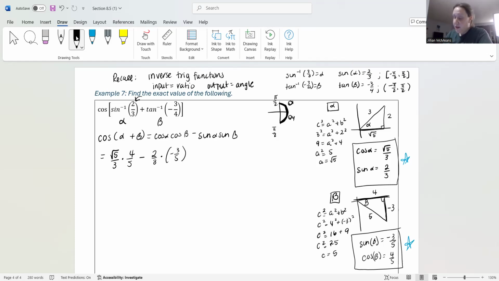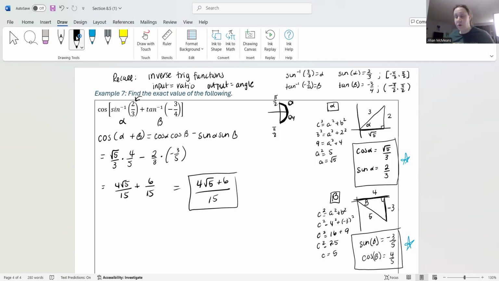And to simplify, let's multiply each half of this. So root 5 times 4 is just 4 root 5, and it's going to be over 15. -2 times -3 is +6 over 15. And if I clean it up just a little bit more, I get 4 root 5 plus 6 over 15. And there you have it.